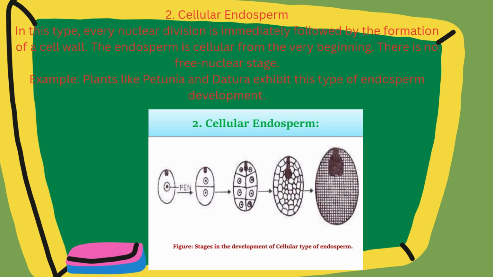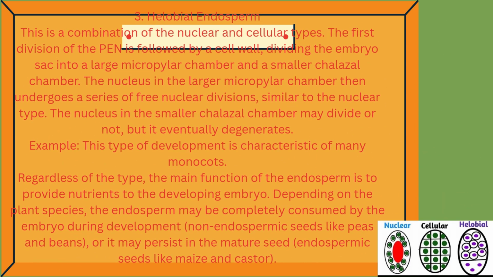Now the second one is cellular endosperm. In this type, every nuclear division is immediately followed by the formation of a cell wall. The endosperm is cellular from the very beginning. There is no free nuclear stage. Examples: plants like petunia and datura exhibit this type of endosperm development.